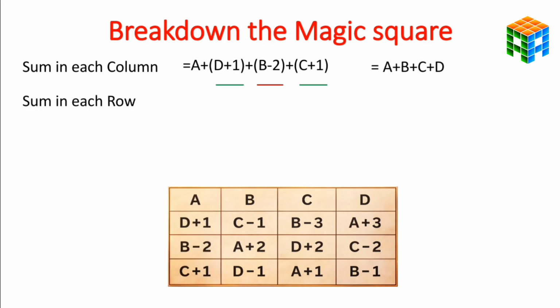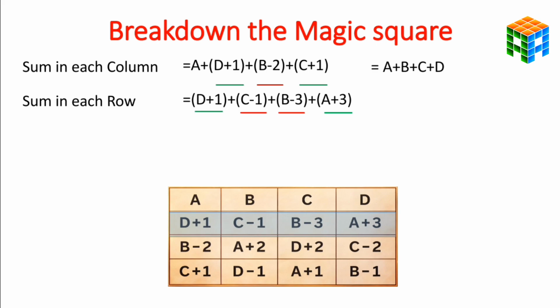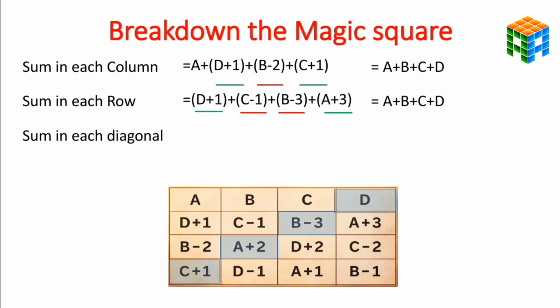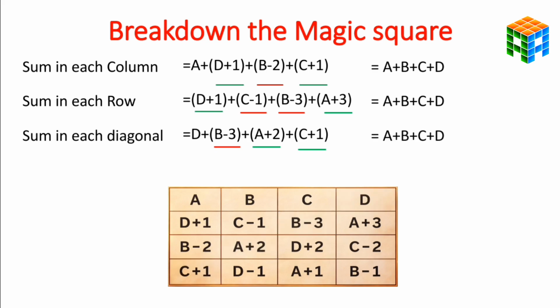Now let's compare a row. Let's take the second row, add all the elements. You can see two positive numbers, 1 and 3, we have extra, and negative numbers -1 and -3. 3 plus 1 is 4, and -3 -1 is -4. 4 minus 4 gets cancelled, and we get the original value once again. Now let's take the diagonal, the second diagonal from right to left. Add all the elements. You can see positive numbers 2 and 1, which is 3, and a negative number -3. 3 minus 3 gets cancelled, and we get the original value A, B, C, D.